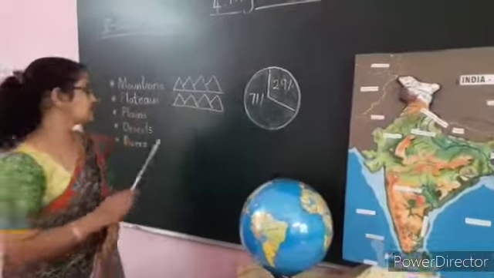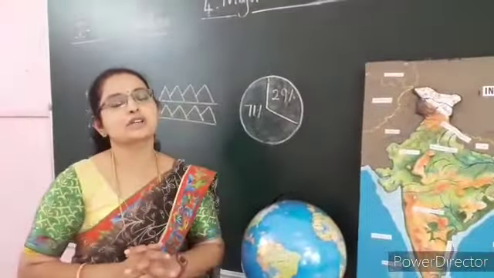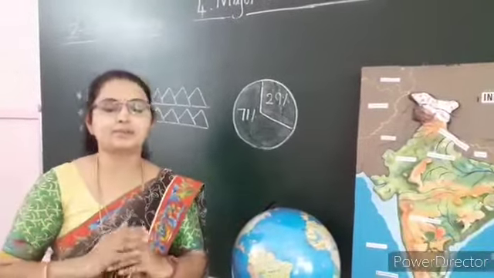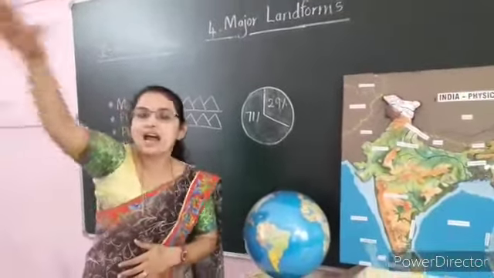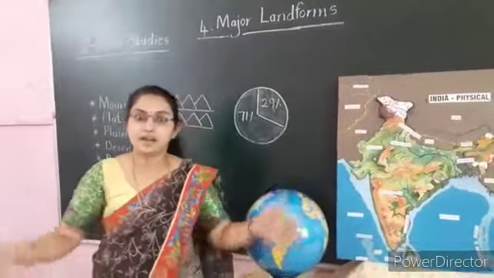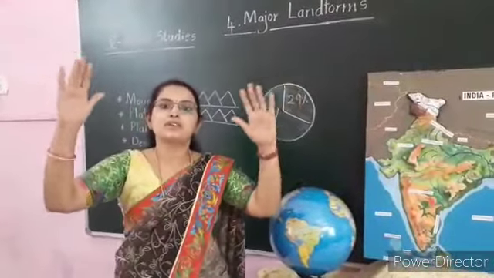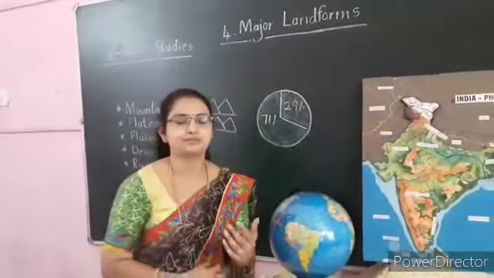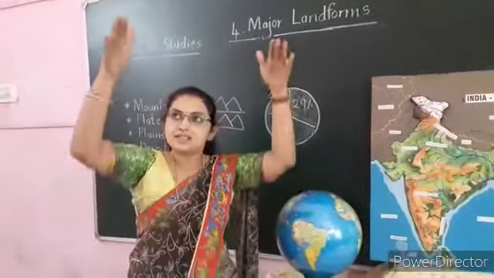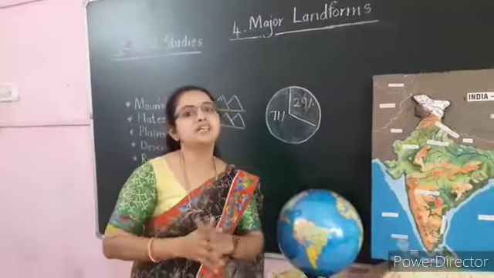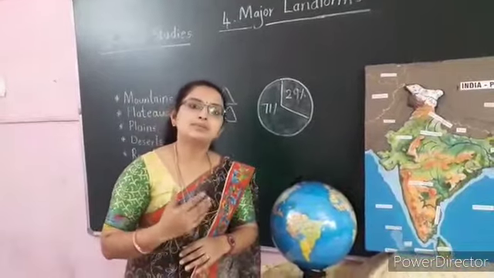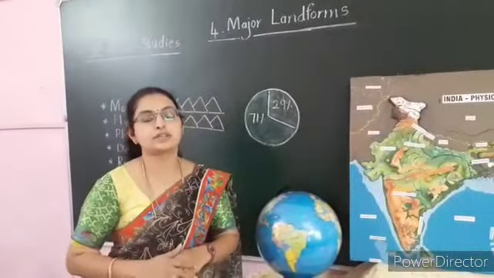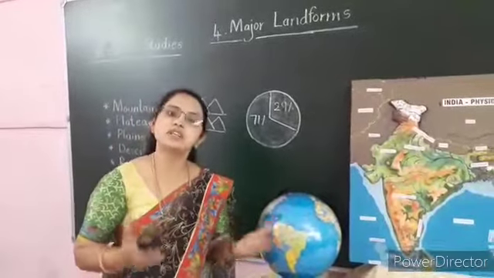Next, we will discuss plateaus. Plateaus are also called tableland because plateaus are very high land with a flat top. It rises abruptly from the surrounding land. So, it has steep slopes. Many rivers and streams flow through plateaus. Many plateaus extend over hundreds of kilometers.